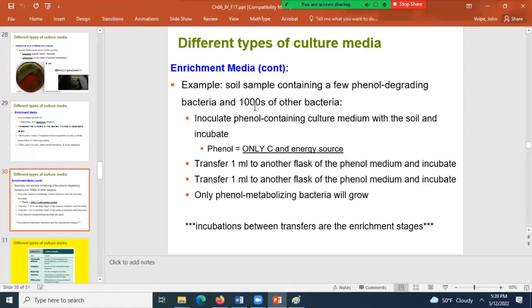What you could do is take your soil sample and grow it in an enrichment media. If it's enriching for phenol degrading bacteria, such as a media where phenol is the only carbon source, as well as the only energy source, that would enrich for phenol degrading bacteria.